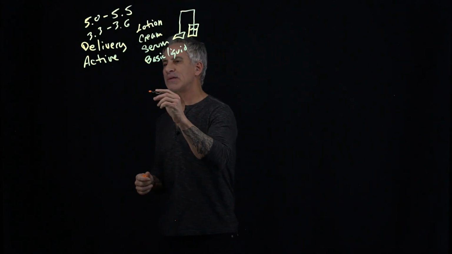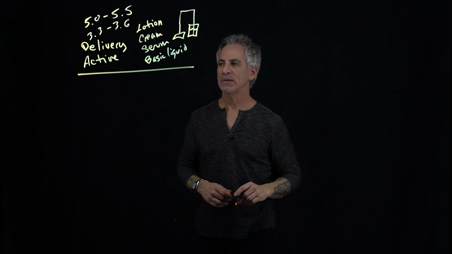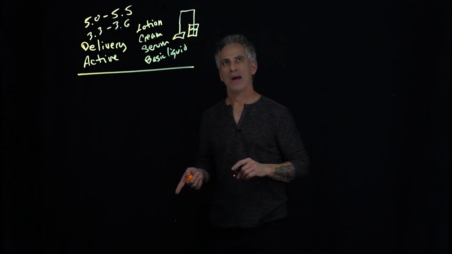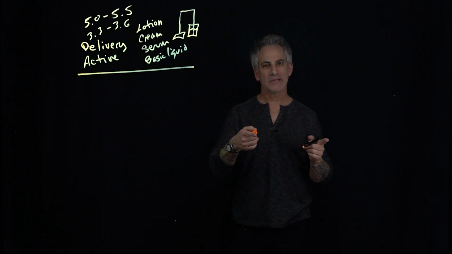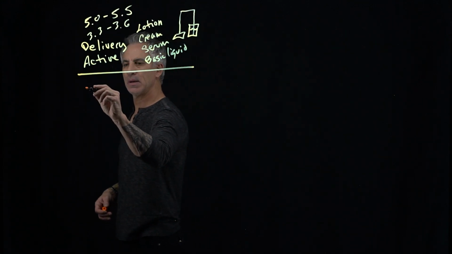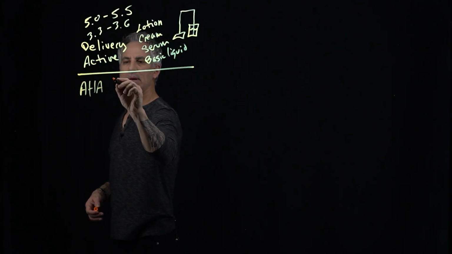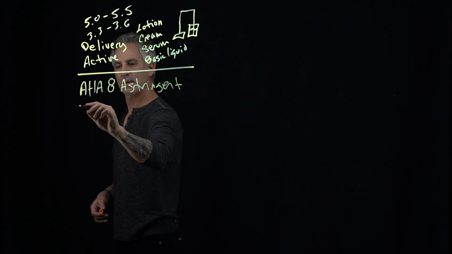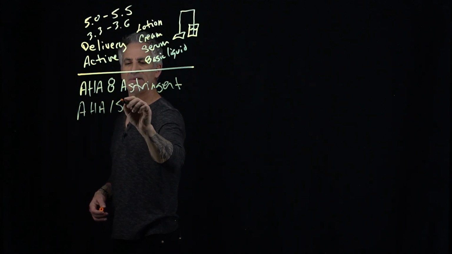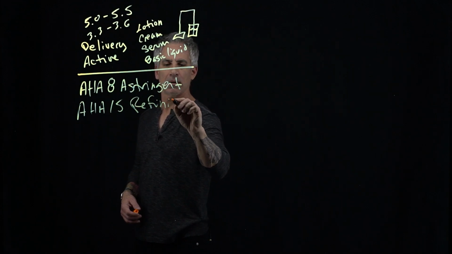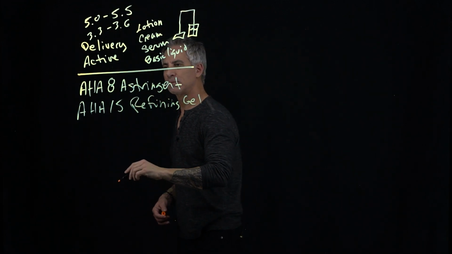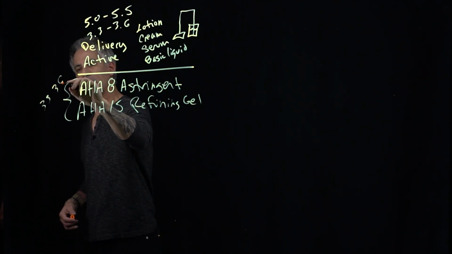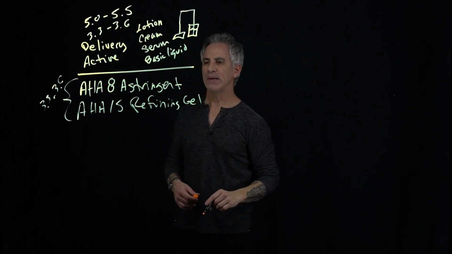Okay. The second question that came up is how can a product that has the same active at different percentages have the same pH? So the two products that we'll talk about, AH8 astringent, AH15 refining gel. Both have a pH of 3.3 to 3.6.